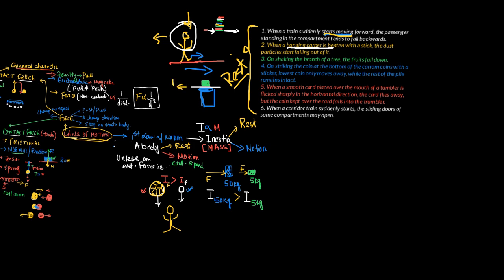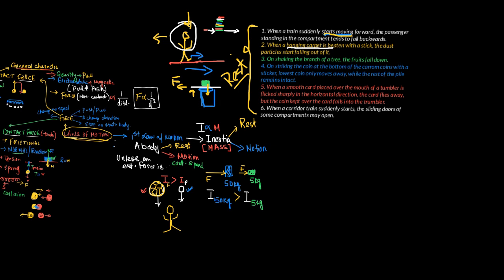what happens is this cardboard will come off and this coin is going to fall inside the tumbler. The coin is not going to move along with that. If you can do it very quickly, it happens. That's because the cardboard has been given a pull force, which is a great force, and from inertia of rest it starts moving because the force is acting on it.